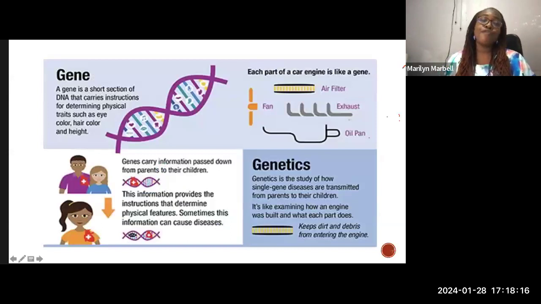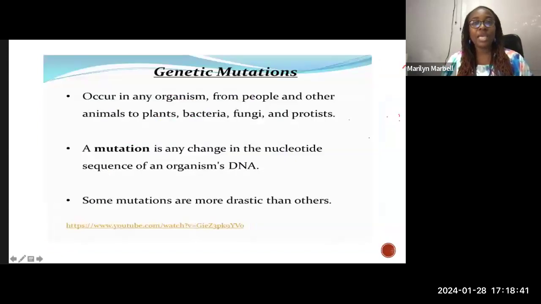So for example, if we are talking about a gene, and using the analogy of a car, each part of the car engine, like the fan belt, the air filter, the exhaust, whatever, is formed through a gene. A group of letters will give instruction to do this, this, this in the body and form a this. That's what happens, okay? But sometimes we can have what we call spelling mistakes or spelling errors.